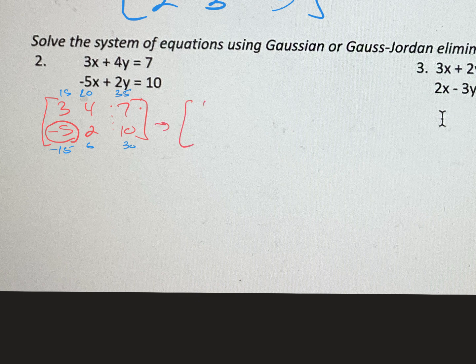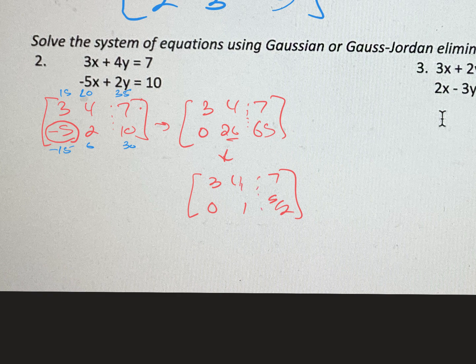My top row is going to stay the same. I'm going to change that later. Add the blue numbers, 15 and -15 is 0, 20 and 6 is 26, 35 and 30 is 65. I need to get that 26 to become a 1, so I'm going to divide that row by 26. 26 goes in there 2.5 times, so I'm going to put 5 halves right there. 3, 4, 7. Now I just have to fix the top row.